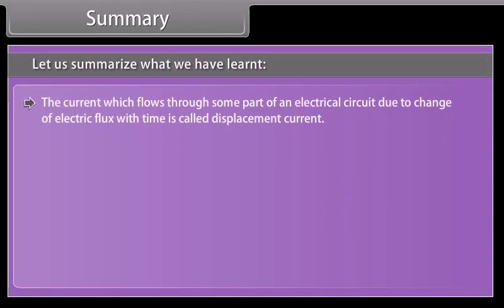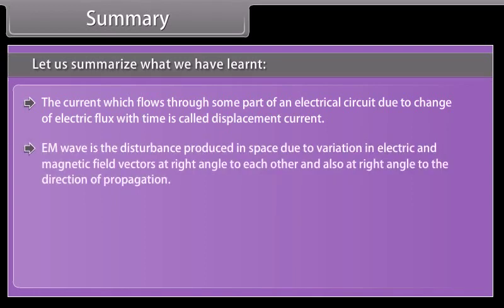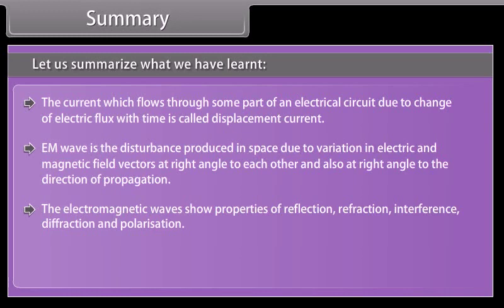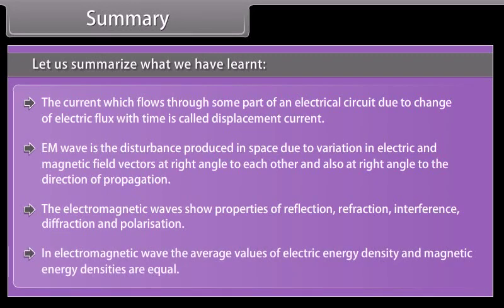The current which flows through some part of an electrical circuit due to change of electrical flux with time is called displacement current. EM wave is the disturbance produced in space due to variation in electric and magnetic field vectors at right angle to each other and also at right angle to the direction of propagation. The electromagnetic waves show properties of reflection, refraction, interference, diffraction and polarization. In an electromagnetic wave, the average values of electric energy density and magnetic energy density are equal.